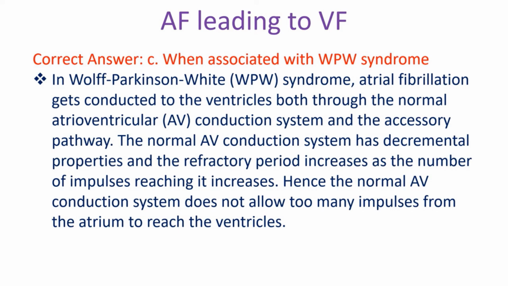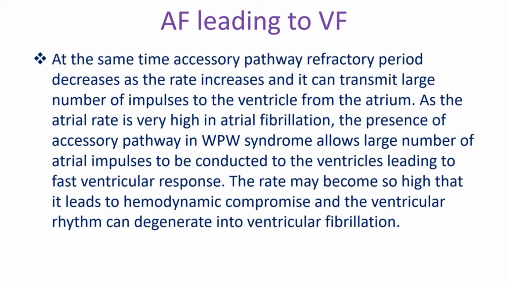In Wolff-Parkinson-White syndrome, atrial fibrillation gets conducted to the ventricles both through the normal atrioventricular conduction system and the accessory pathway. The normal AV conduction system has decremental properties and the refractory period increases as the number of impulses reaching it increases. Hence, the normal AV conduction system does not allow too many impulses from the atrium to reach the ventricles. At the same time, accessory pathway refractory period decreases as the rate increases, and it can transmit a large number of impulses to the ventricle from the atrium.